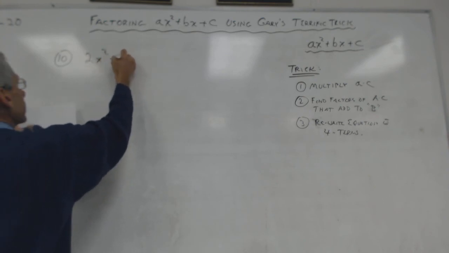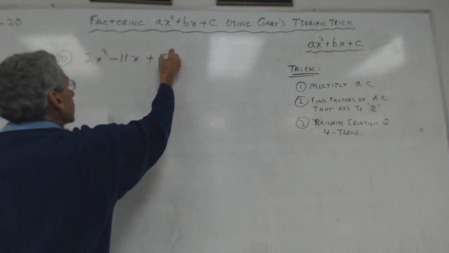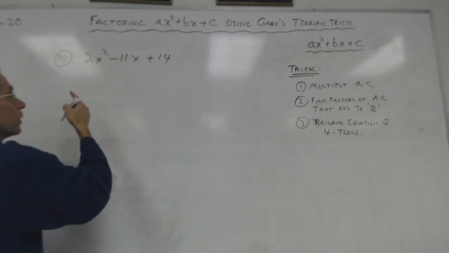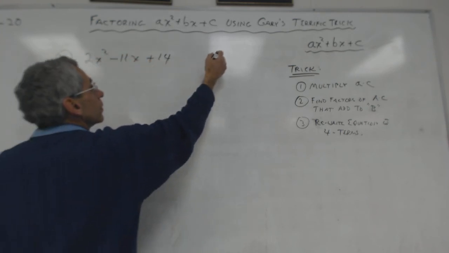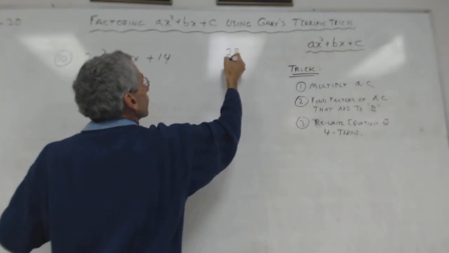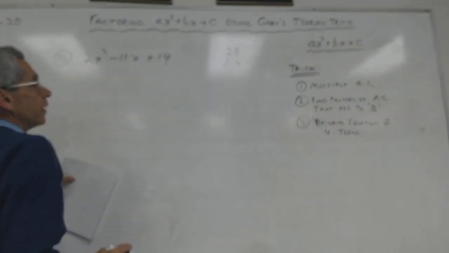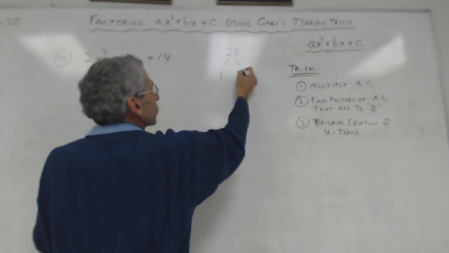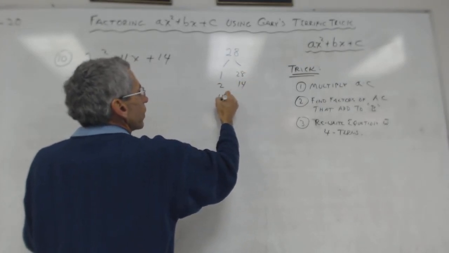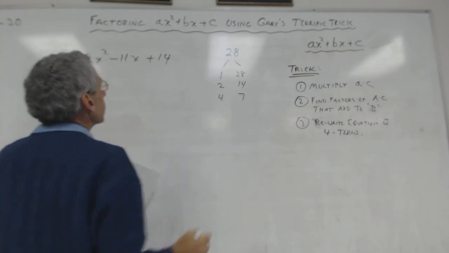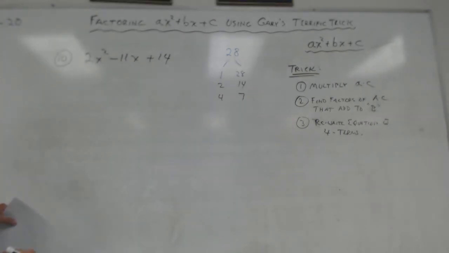2x squared minus 11x plus 14. So immediately I'm looking for what? Factors of 14, 32. That's not 32. I'm a genius. 28, right? Yep. Okay, so it could be 1 and 28, 2 and 14, or 4 and 7, right? 4 and 7. All right.